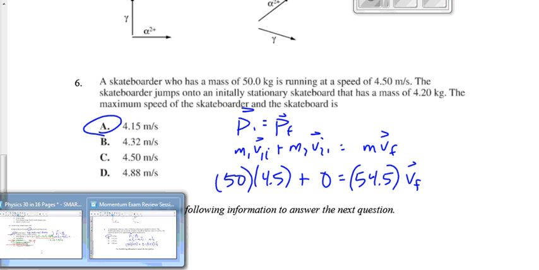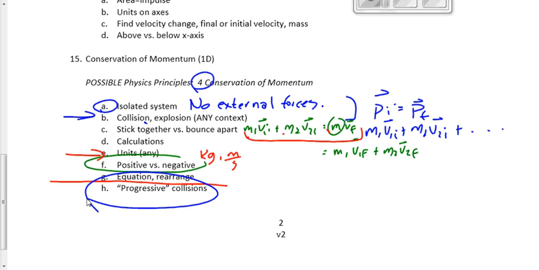What did I mean by that progressive collision? We don't see that very often. But we did see one of these on a unit test that we had. I think it was a test or a quiz or something that we had at one point. I'm going to give you that same question again in a few moments here.